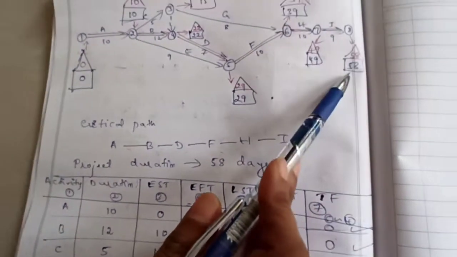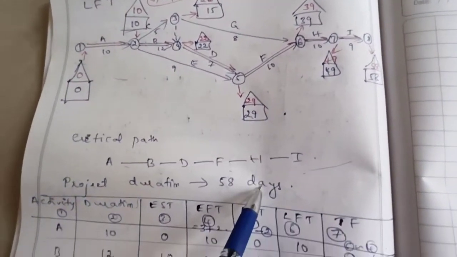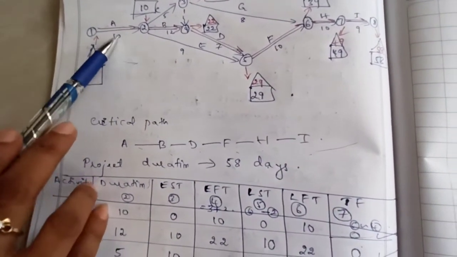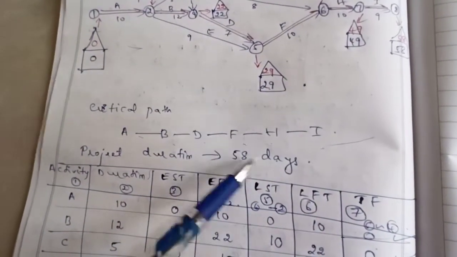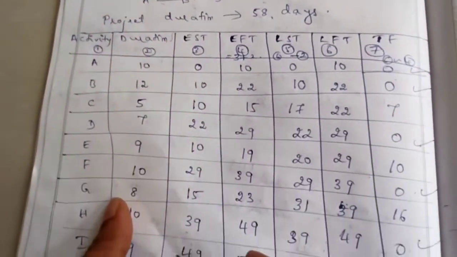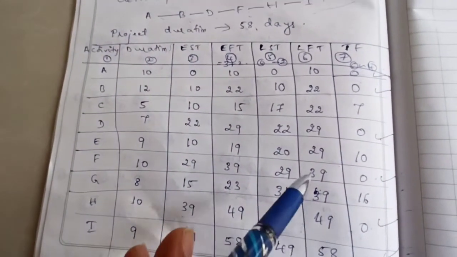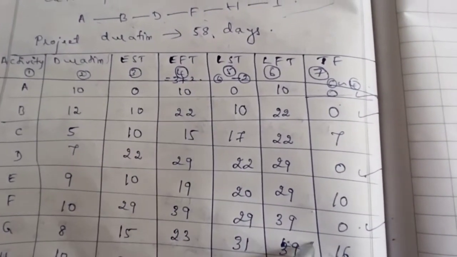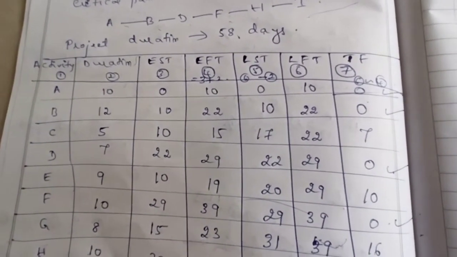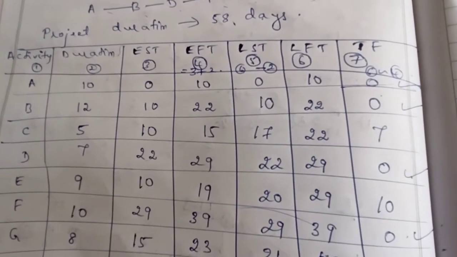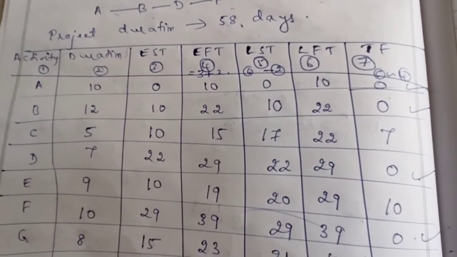And the duration of the project is 58 days. Or else directly you can add the activities: 10 plus 12 plus 7 plus 10 plus 10 plus 9. So that will give 58. That is the duration of the project. Now in the question it is asked to find out the EST, EFT, LST, LFT and total float values.